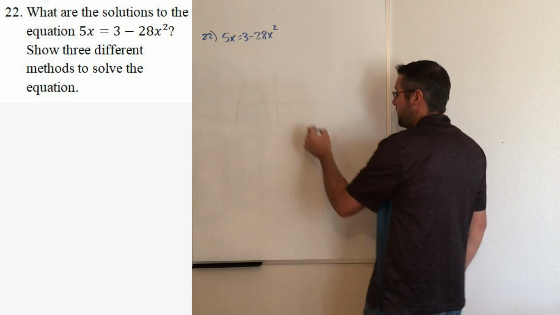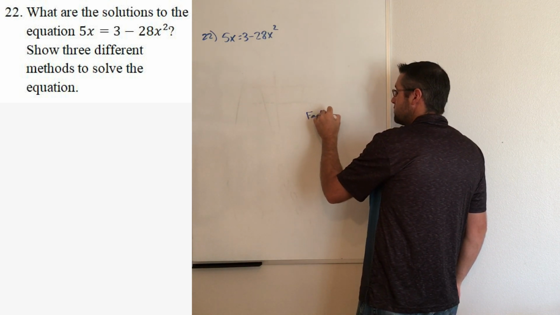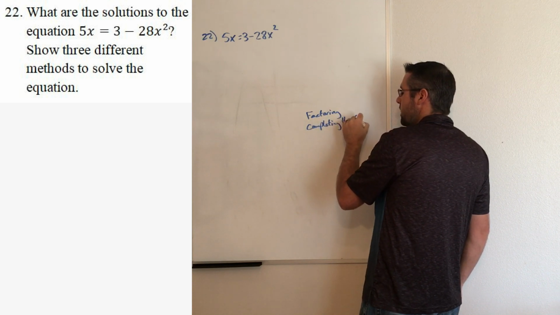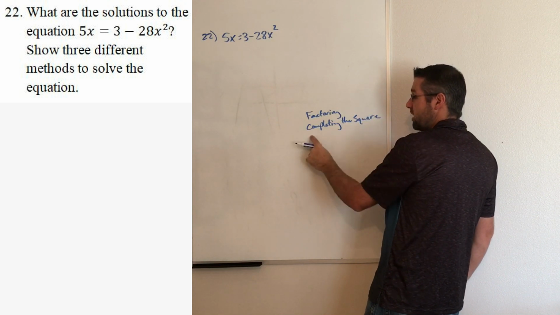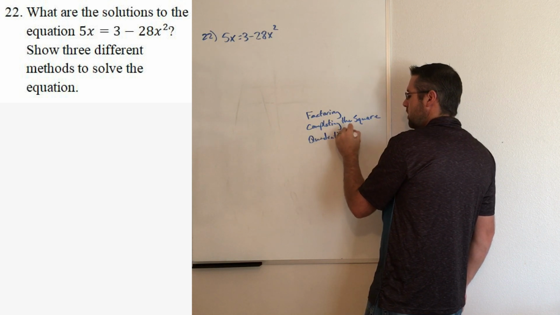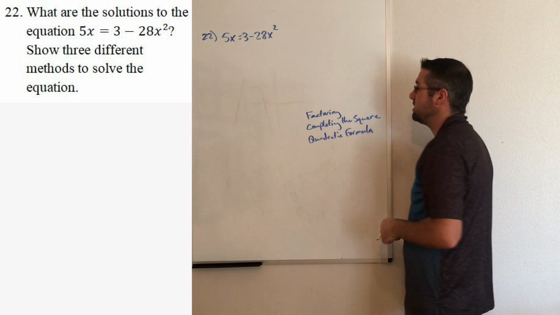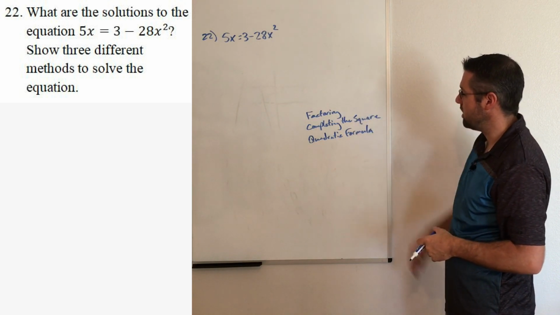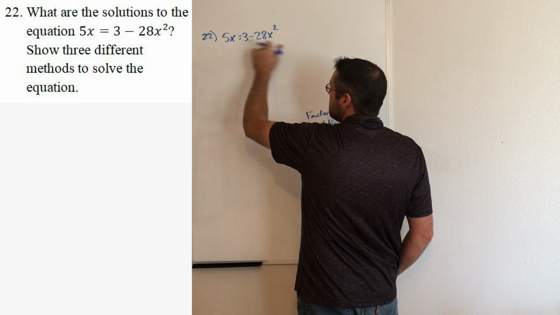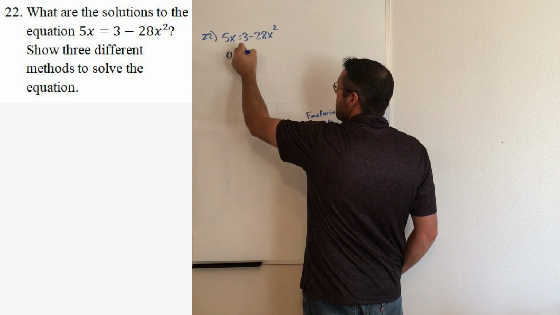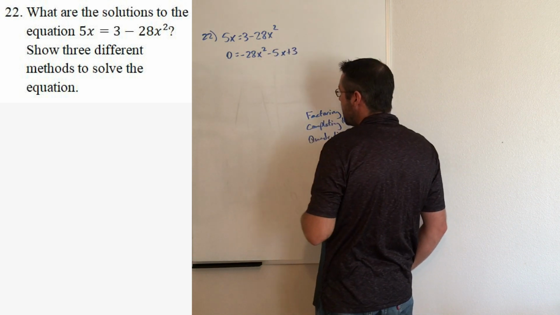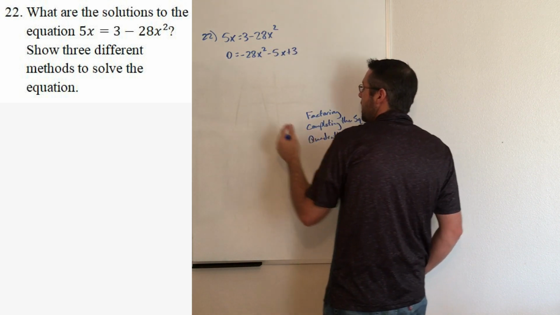So if you think about the methods that we have: factoring, completing the square, which is also the square root method if you want to call it that, and then the quadratic formula. So we've got to do it all 3 of these ways. In the factoring and the quadratic formula methods, we have to make this equation equal 0. So we would subtract 5x and put it in standard form. So this would say 0 equals negative 28x squared minus 5x plus 3. And then we'd go ahead and factor from there.